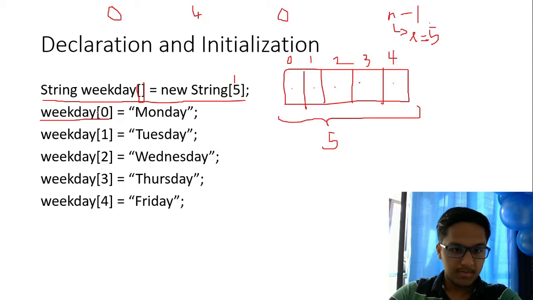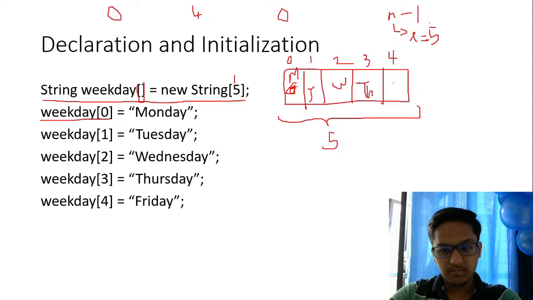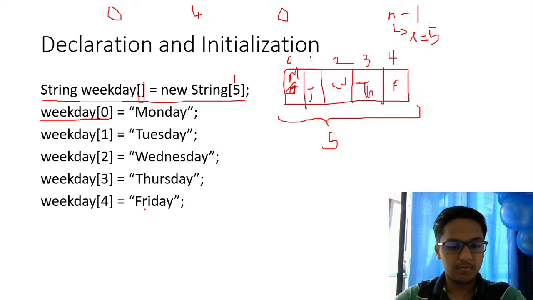So 0 basically is the first index, the first element. So this particular one will be the first one. This will store Monday, the full Monday. Weekday 1 will store Tuesday. Weekday 2 will store Wednesday. Weekday 3 will store Thursday. And weekday 4 will store Friday, because that's how we declared them. So weekday 0 is equal to Monday, weekday 1 Tuesday, weekday 2 Wednesday, weekday 3 Thursday, weekday 4 Friday. So this is how you basically access a single element at a time from a particular array.